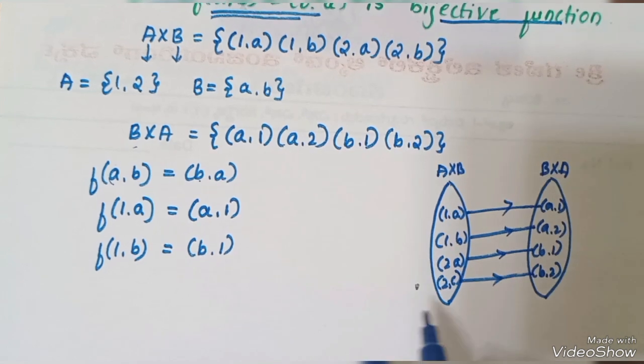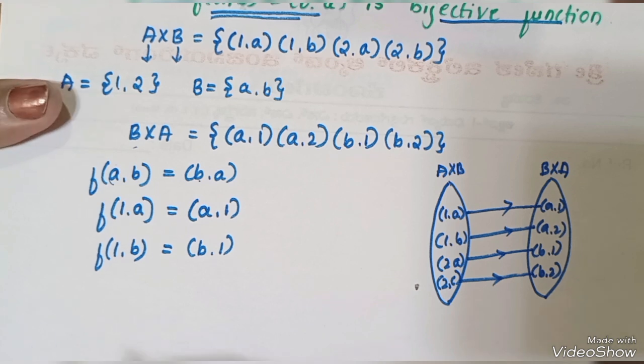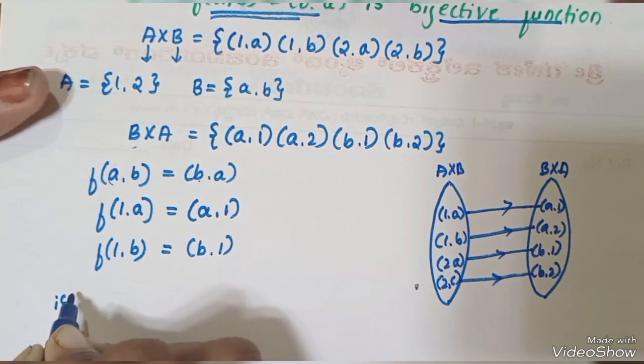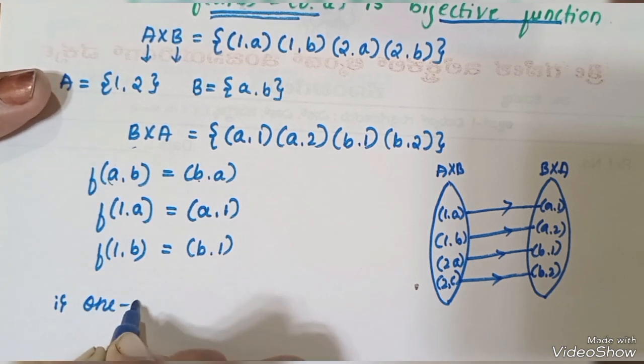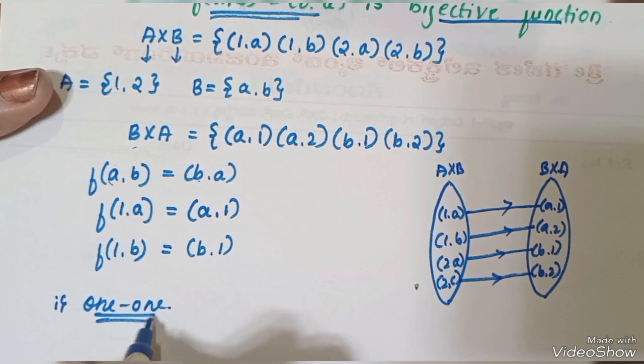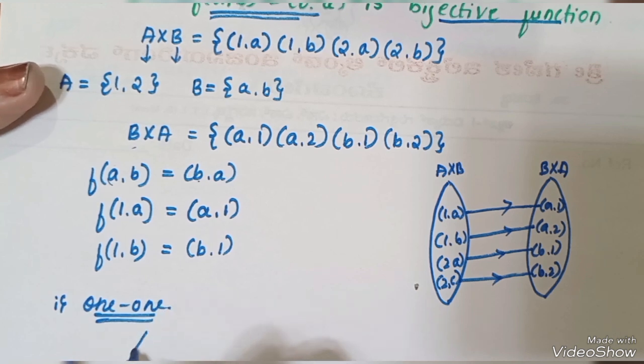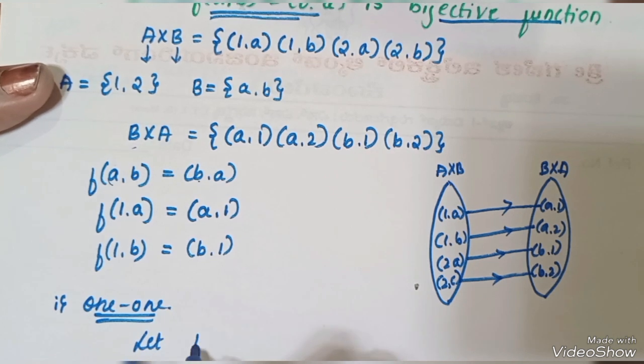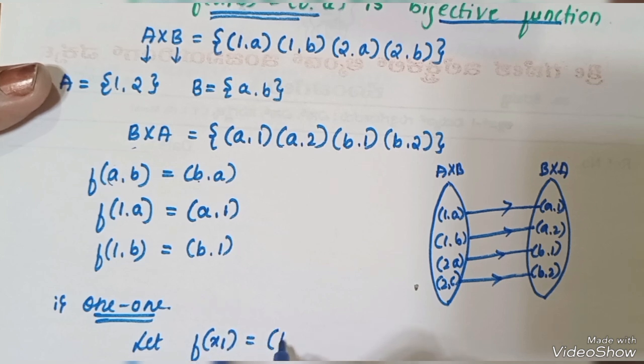Now theoretically, we have written, that is, consider first we have to prove the function is one-one. Now one-one: let f of x1 is equal to b1 comma a1. Again f of x2 is equal to b2 comma a2.